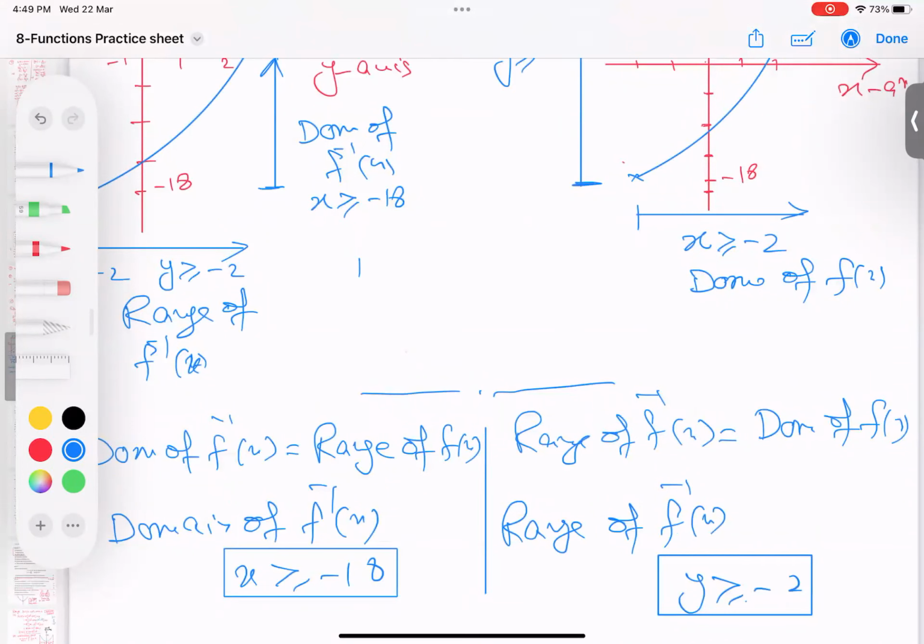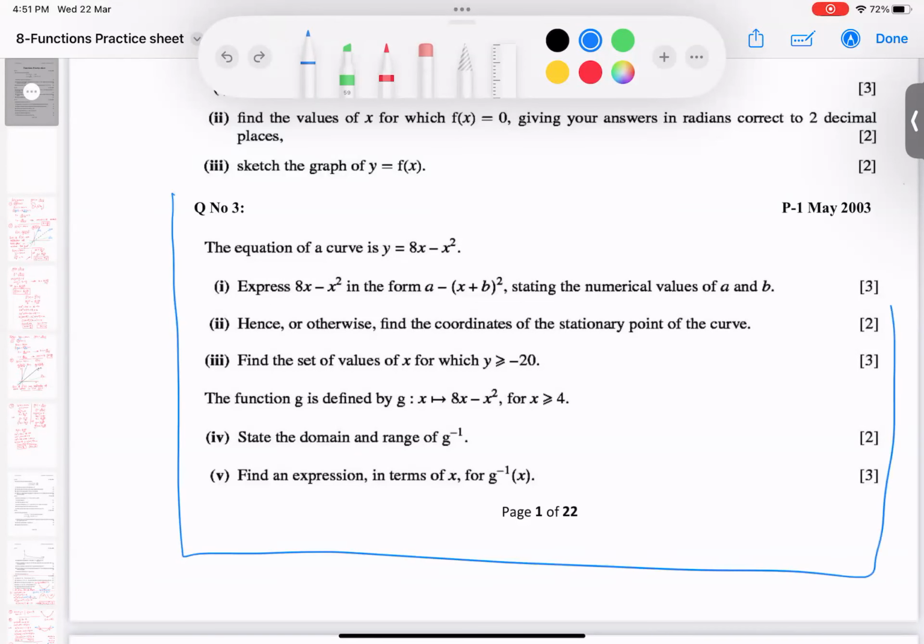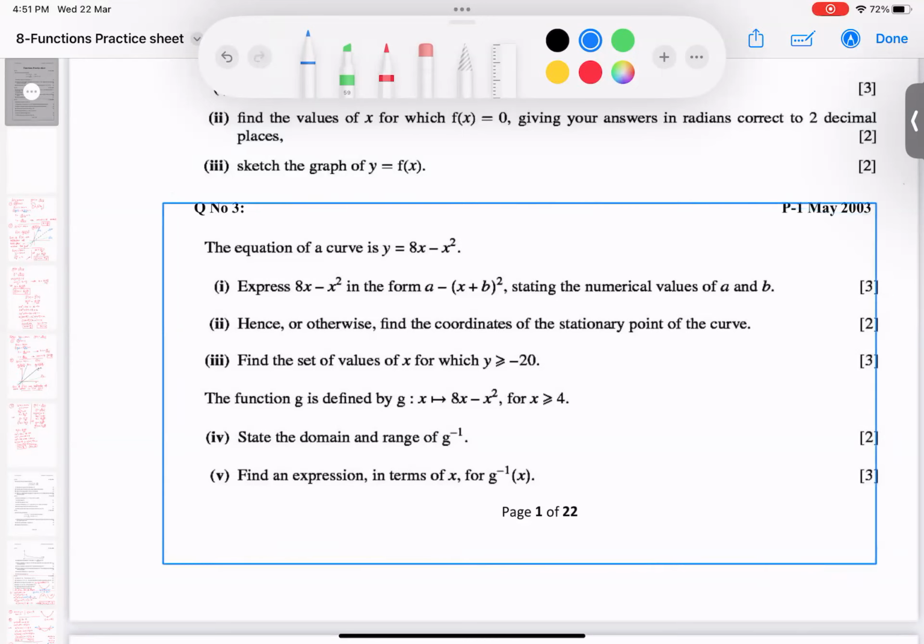And now we'll take another question to try. Okay, so wait a minute. Yes, students, this is a challenge I'm giving to you, not a challenge, a question. I mean to say, you have tried this one.